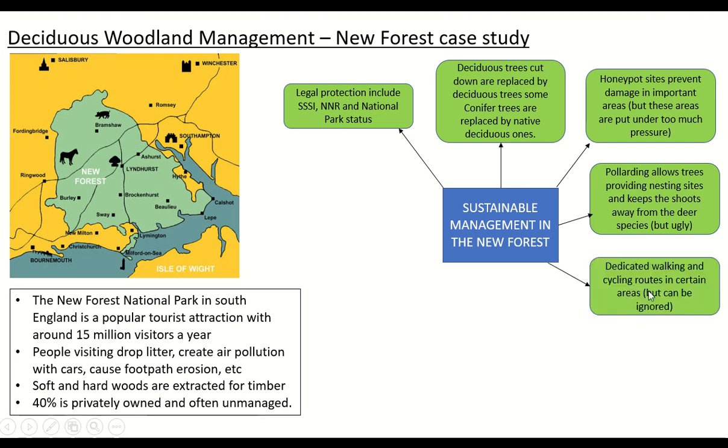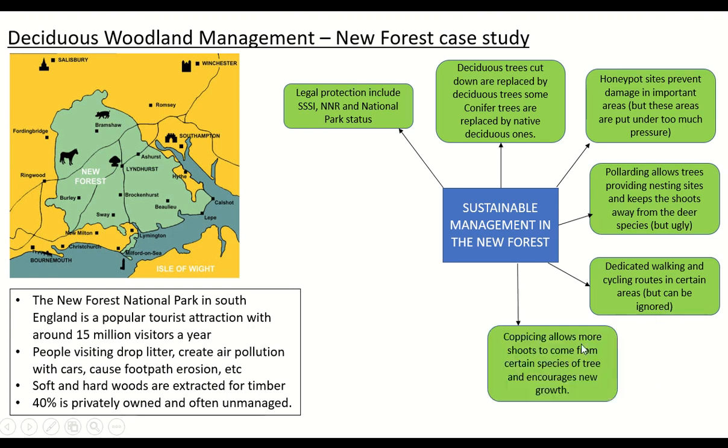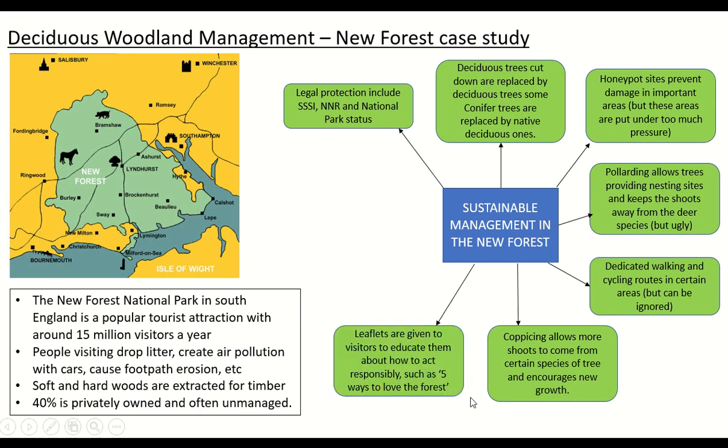They provide dedicated walking and cycling routes in certain areas, but again, people like to wander through the woods where they like to wander, so that can often be ignored. Coppicing, it's a bit like pollarding, but right at the base of a tree. So if you coppice areas, it allows shoots to come from the roots and encourages new growth.